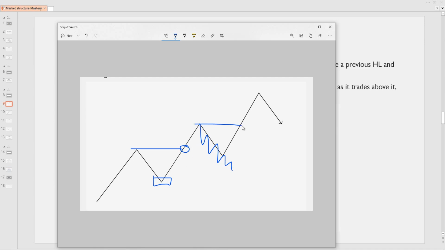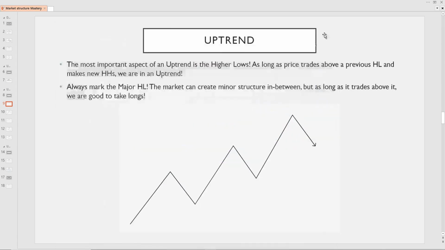All right, then the market breaks another structure. Where is the higher low? This is where the move started. So this is your higher low. Again, as long as the market stays above it, it can do whatever it does, but as long as it stays above that level, we are looking for longs. All right, I really hope that is clear. So always mark your major higher lows, and we're going to practice doing this in a bit. So this is an uptrend.